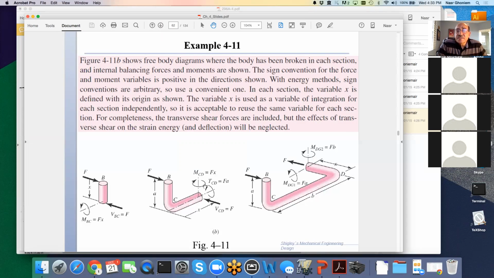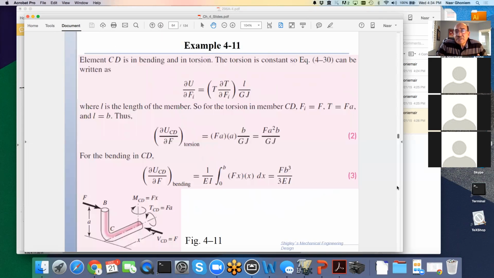Another contribution is the torque. The torque is constant. Luckily, it's constant. Fa doesn't vary along X. And then when I take the derivative of the torque with respect to the force, I get A. And then when I do the integration along the section CD, the product of the torque and its derivative does not vary. And therefore, the integration is just the length of that section, which is B. So I will show you what I said in words here.